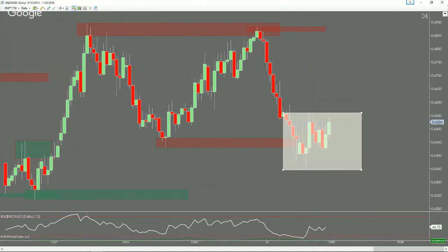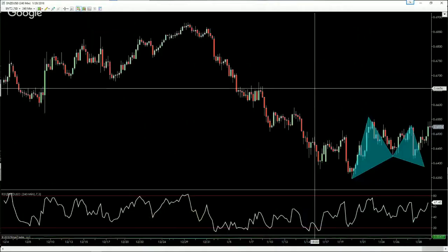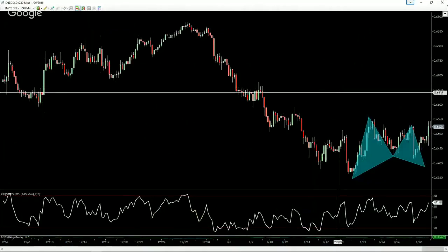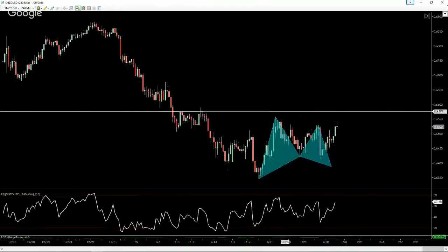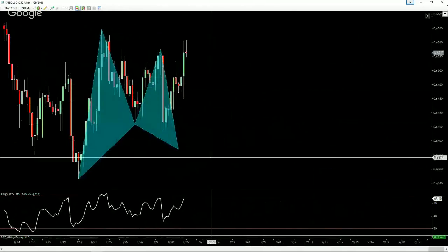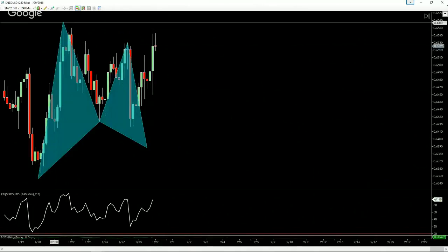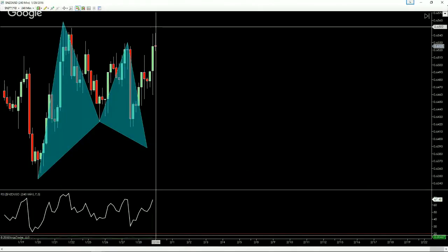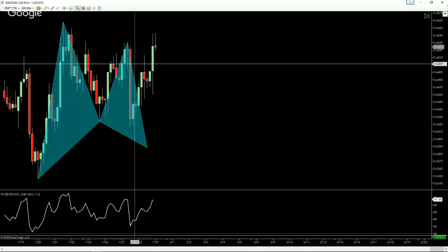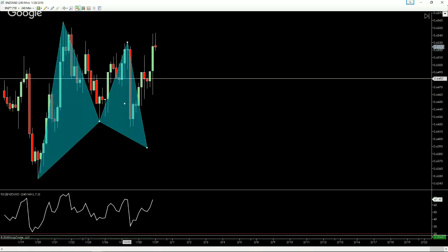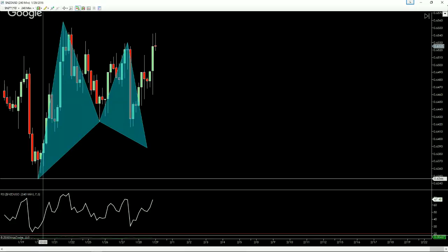So let's come down to the 240 and see if we still have that bull Gartley. It's still valid. We haven't closed above, or we haven't violated this level right here. So this Gartley is still valid.